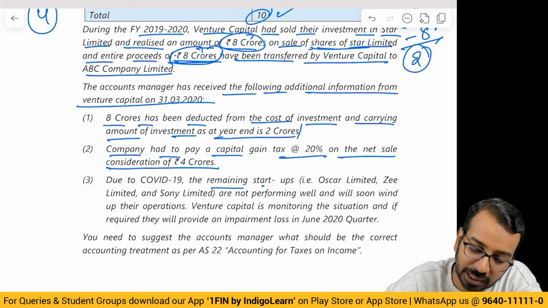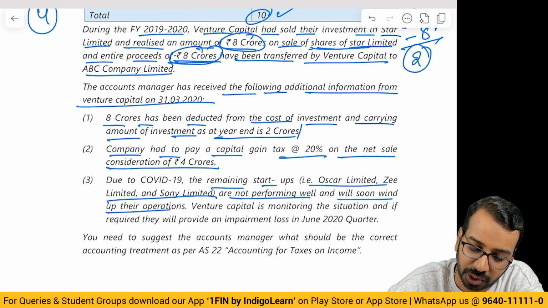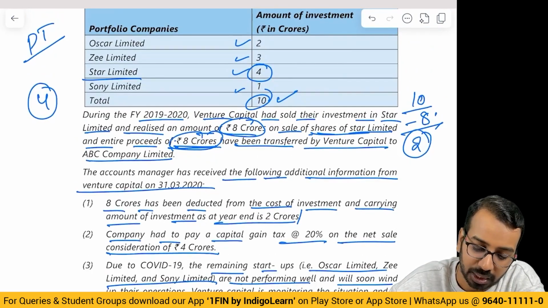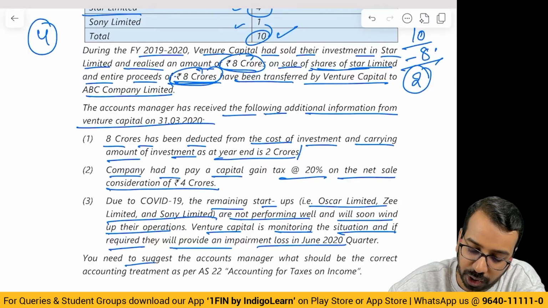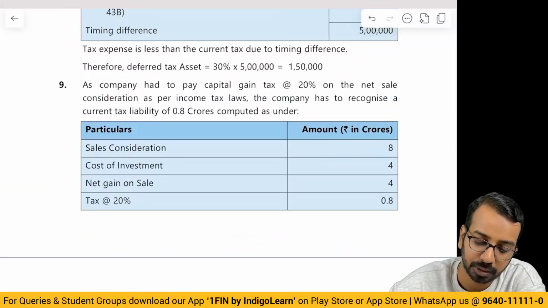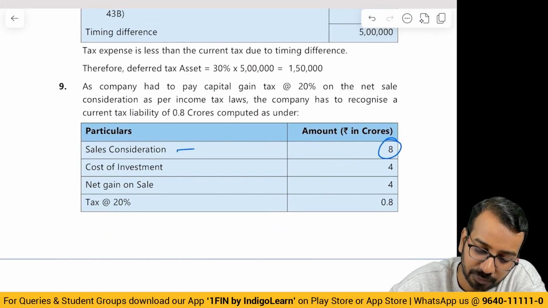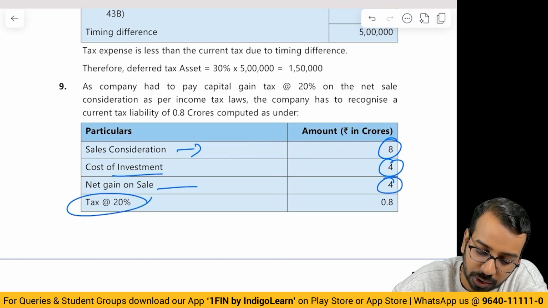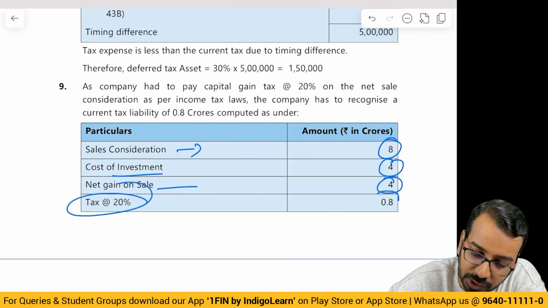Due to COVID, the remaining startups, that is Oscar, Z, and Sony, are not performing and will soon wind up their operation. VC is monitoring the situation, and if required, they'll provide for impairment loss. So the remaining 3 they are monitoring. You need to suggest to the accounts manager what should be the correct accounting treatment as per AS 22. So here, sale consideration 8, cost of investment 4, gain is 4. On this 20% tax has been paid, which is 0.8.